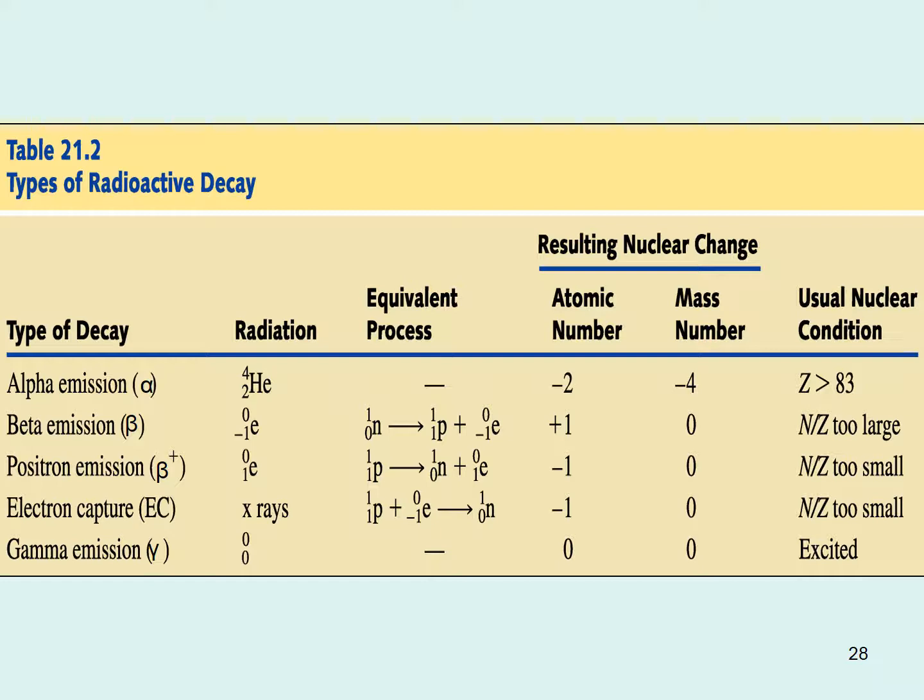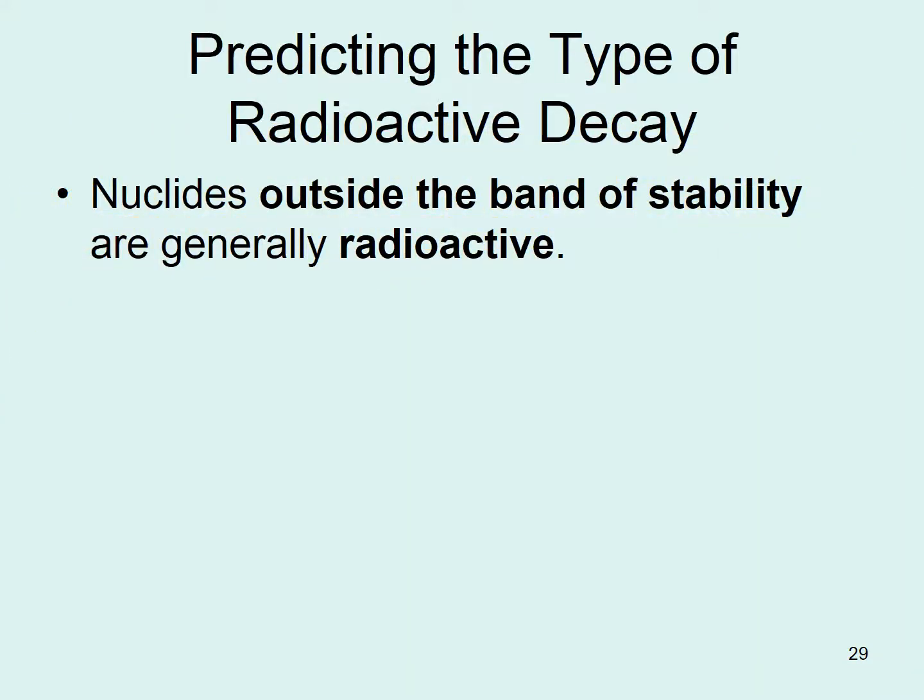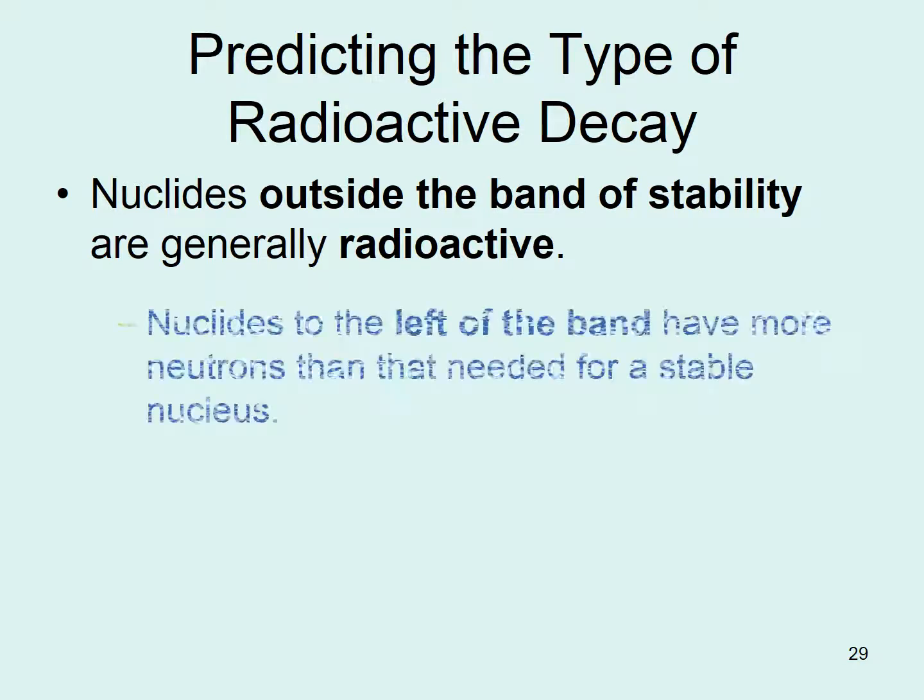And then we'll talk about this again in just a second, but the usual nuclear condition. So alpha emission tends to happen if the atomic number is greater than 83. Beta emission is if the neutron to proton ratio is too large, and then positron emission and electron capture happen if the neutron to proton ratio is too small. So it turns out that it's these nuclides outside the band of stability that are radioactive. And these aren't hard and fast rules, but these are just the guidelines that we're going to use.